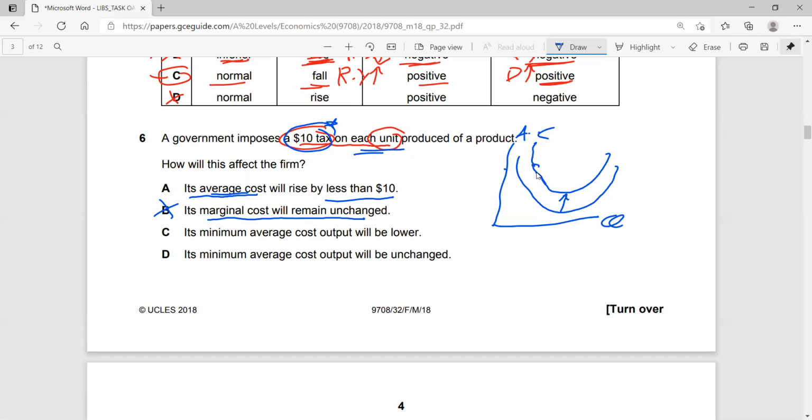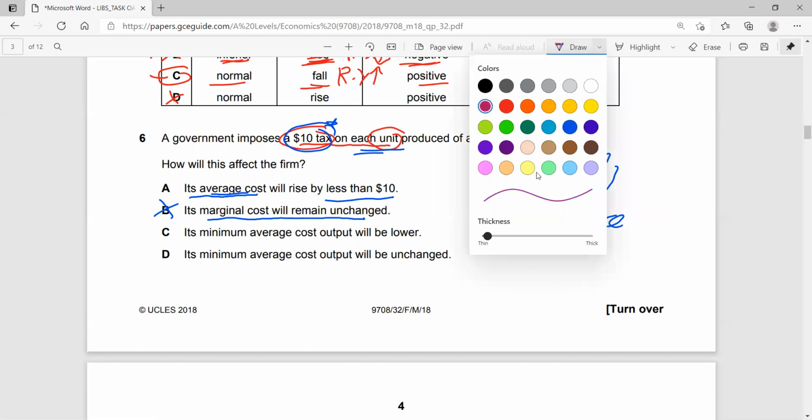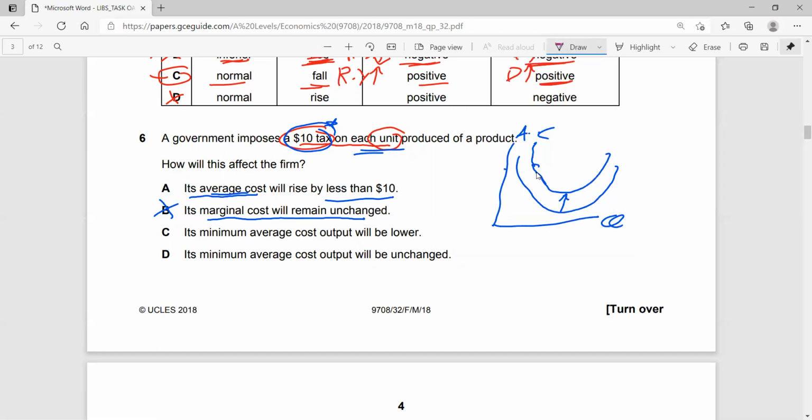Its minimum average cost output will be lower. So it's talking about output here. So it's saying that your minimum average cost, which is basically like these things here, the output would be lower. So instead of this value Q, you would be producing something like this, Q1. But as we can see, since the average cost curve only just increases by $10 on every single point, it just shifts directly upward. There's no reason why your minimum average cost output should be lower because every point just shifts upwards by $10. So this will be wrong by that logic.